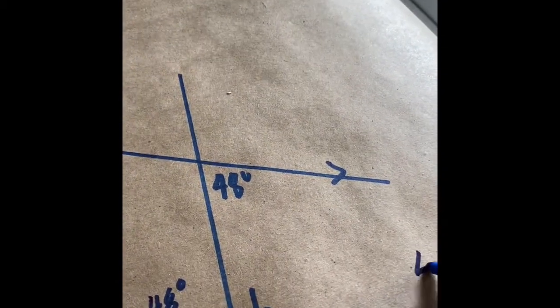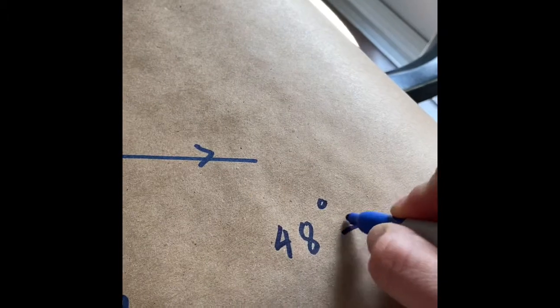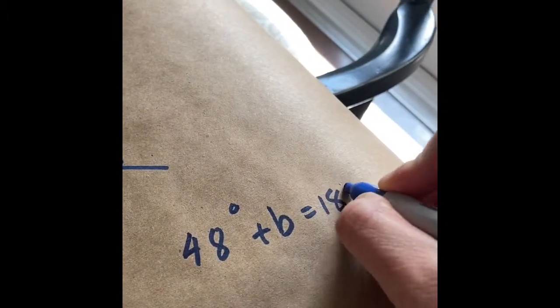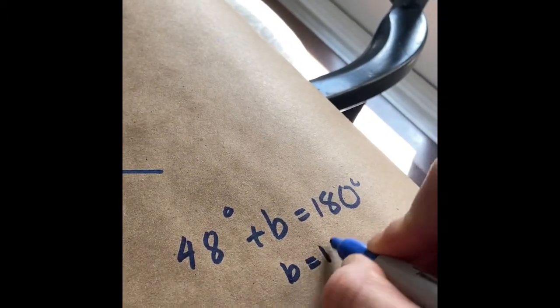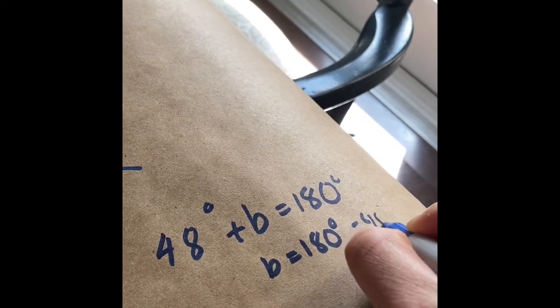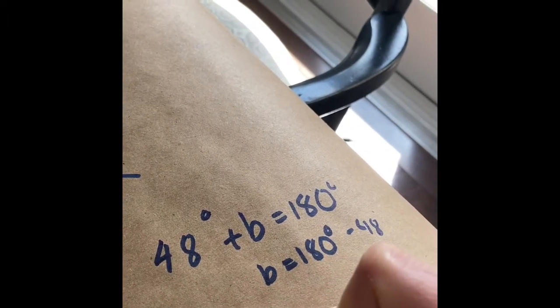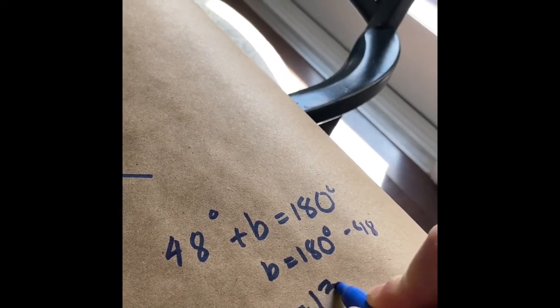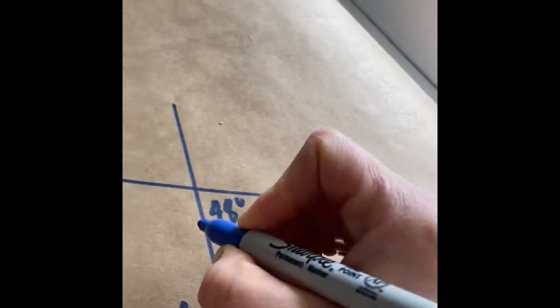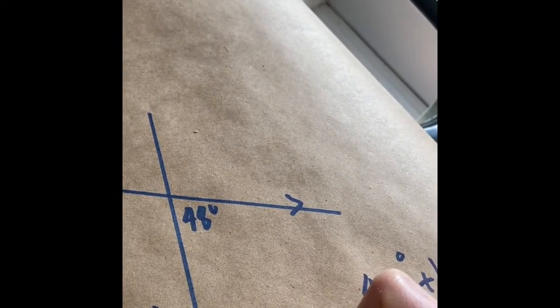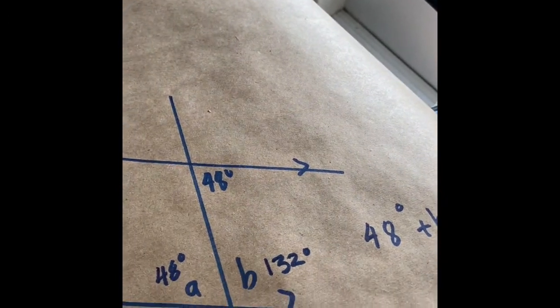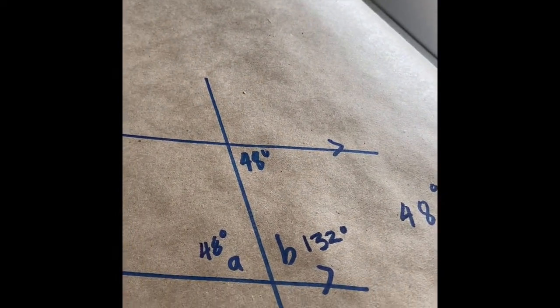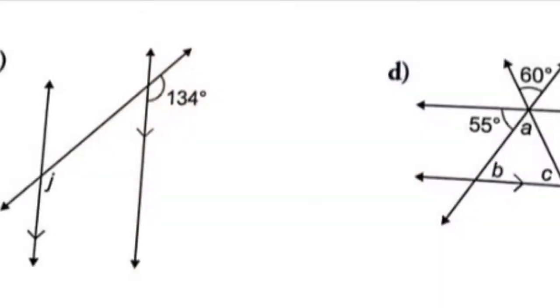So that means to find my B, I know that 48 degrees plus B adds up to 180. So B is 180 minus 48. And I believe that means that B is equal to 132 degrees. And if I wanted to check, I just need to add those two numbers with my calculator and make sure they add up to 180. Okay, we've done 2 questions. Let's try another one.